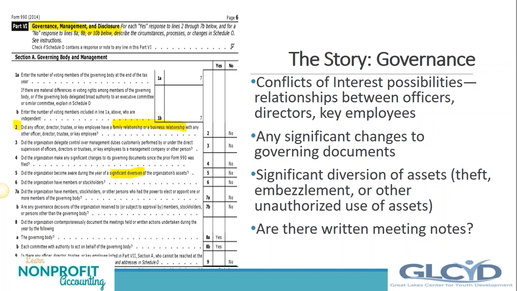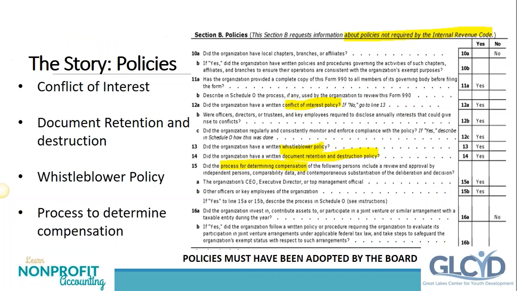Also, are there any significant changes to the governing documents? Are there any significant diversions of assets? And this is question number 5 here. Has there been any thefts, embezzlements, or other unauthorized use of assets during the year? That's an important question to check out. And of course, are there any written meeting notes and committee notes, which is required to have a corporation? So that obviously should be yes.